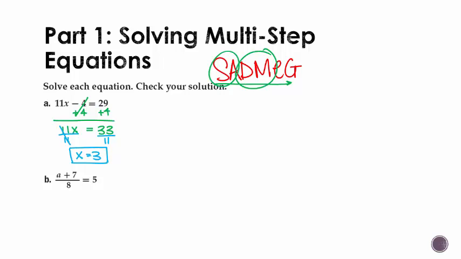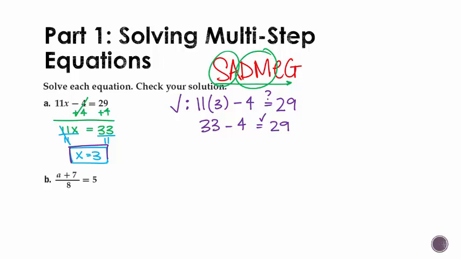And remember how we talked about in class today that you should know whether you get every single one of these problems right or wrong, because you can check it. So I should be able to plug in my answer and make sure that both sides check out. So 11 times 3 is 33, and if I take away 4, I definitely get 29. So I know without a doubt that I have the right answer.